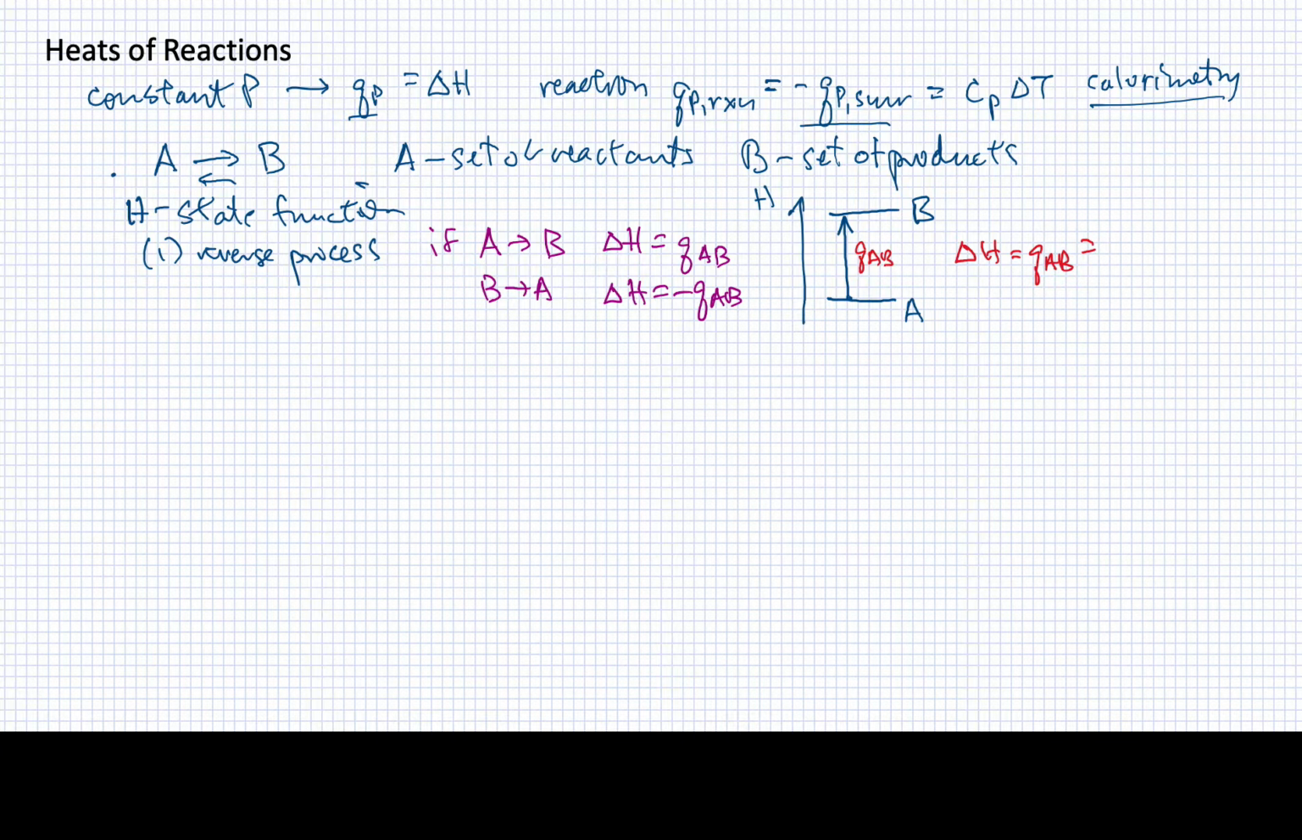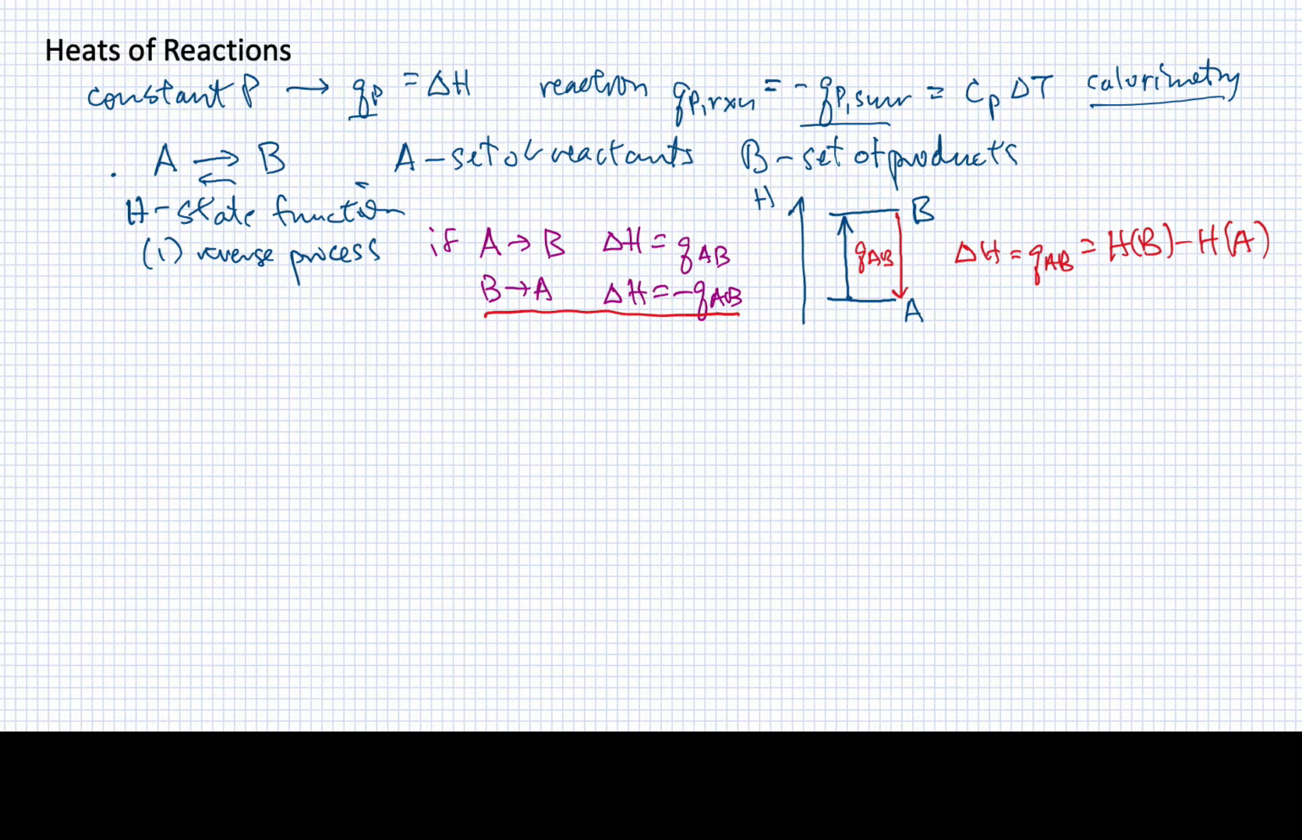It's basically the enthalpy of B minus the enthalpy of A. All right. If I were to do the reverse reaction, then I would be starting with B and going down to A. And I think it's easy to see that because H is a state function, it depends only on the initial and final states.